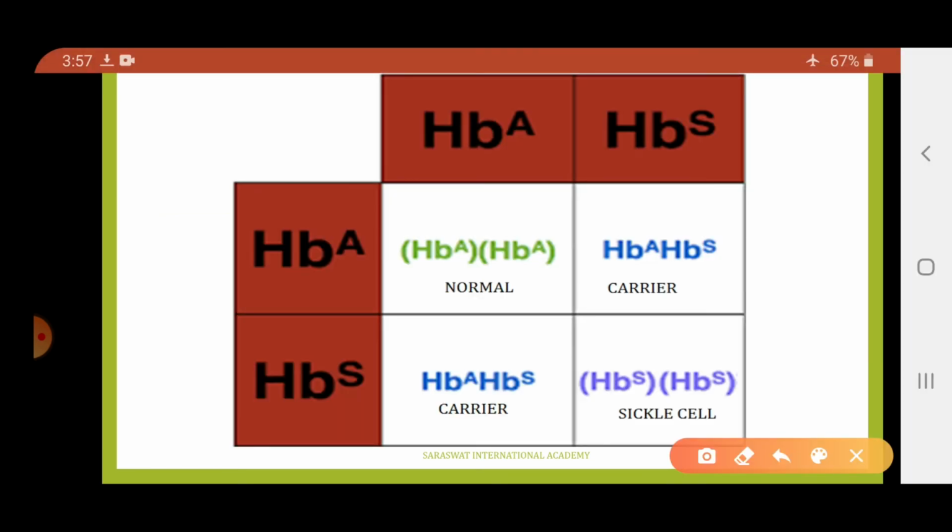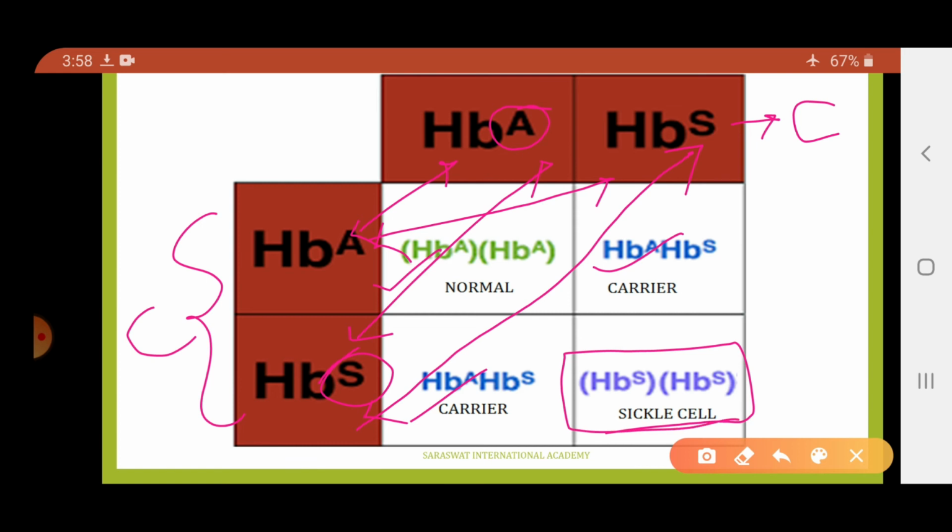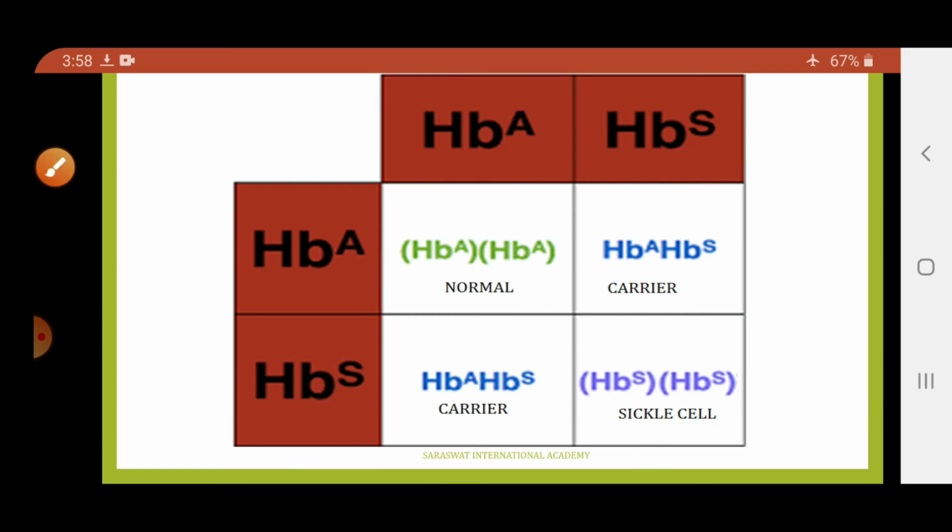See the inheritance pattern. See, this one is a carrier, HBA HBS, and the other partner is also a carrier. Now see the condition. If both are A, this is a normal individual. If one is A and one is S, that is HBA HBS, that is a carrier. Again this with this, that is HBA HBS, we know that A is dominant over S, so carrier. But see the chances that if both the recessive genes are found, then the person will be a sickle cell person, right?